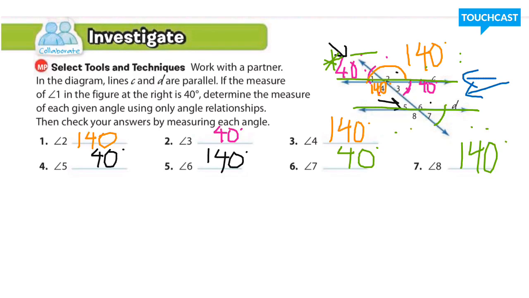So this is just a quick review of transversals and some of those terms that we've been using in class and how to start with one degree or angle that we've measured and then be able to figure out what all the other angles in the figure of the transversal is.